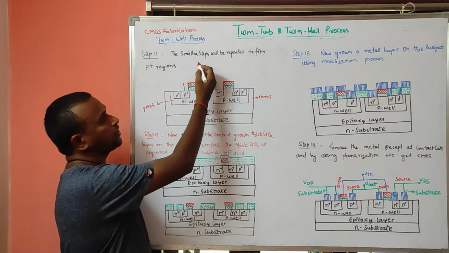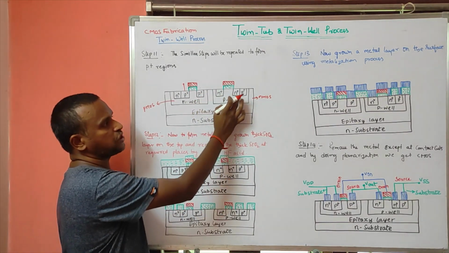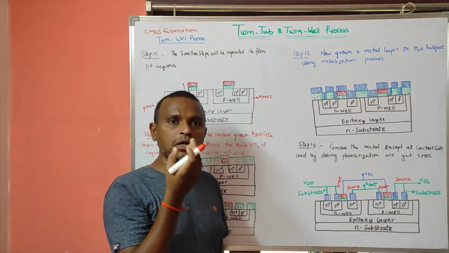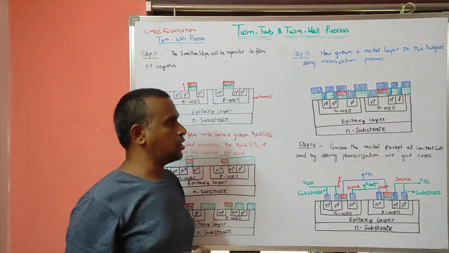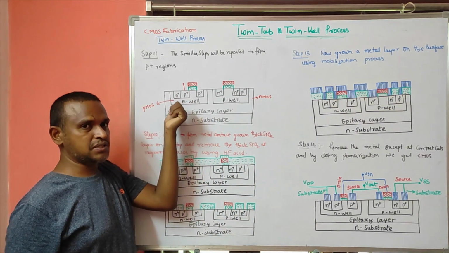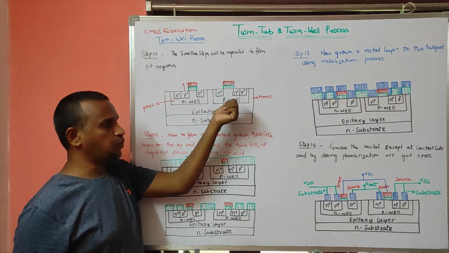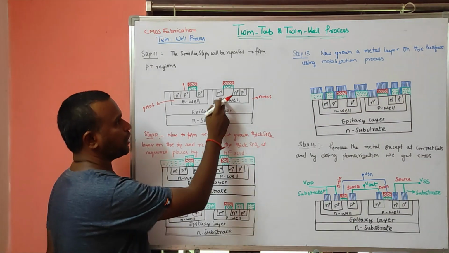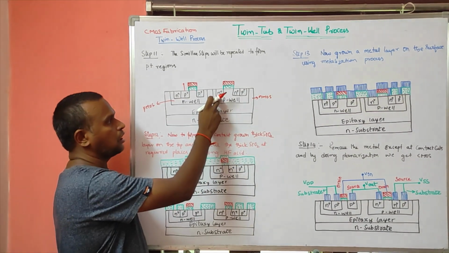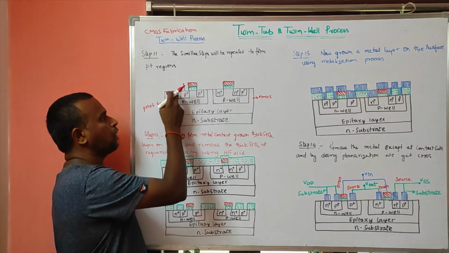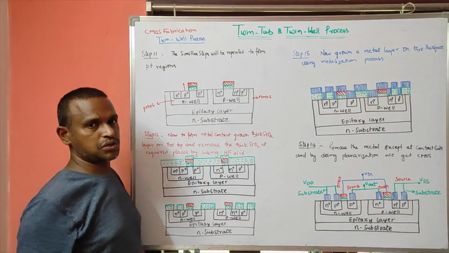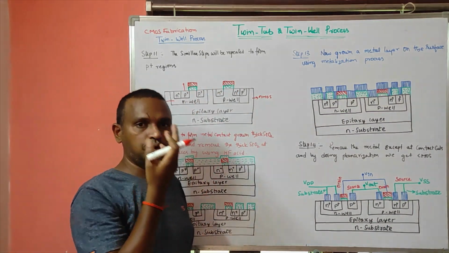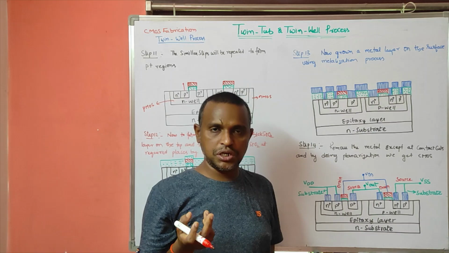Now, after formation of these N plus regions, we will repeat the same steps to form the P plus regions. Because here this is the PMOS transistor that is formed in the N well, and here we have the P well, in which the NMOS transistor will be formed. Already we have formed the N plus regions. Now I have to form the P plus regions here. For that purpose, we will repeat the same steps we have done for the formation of the N plus region.